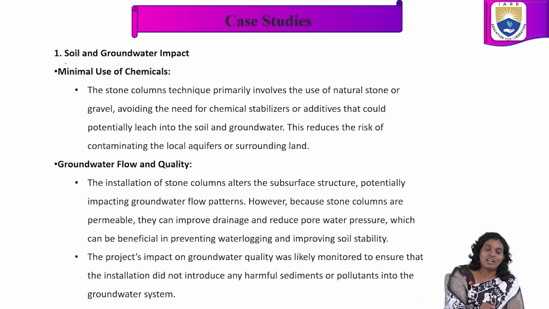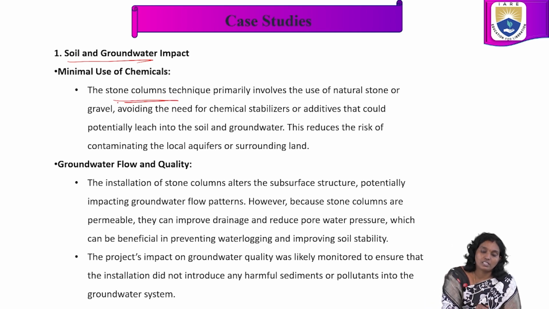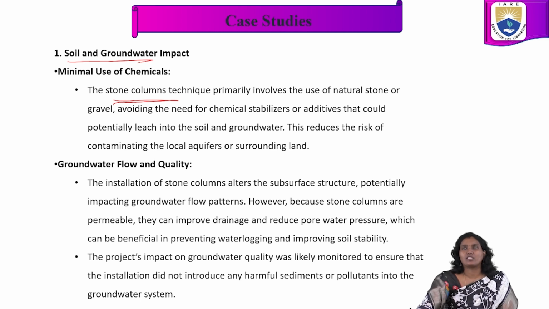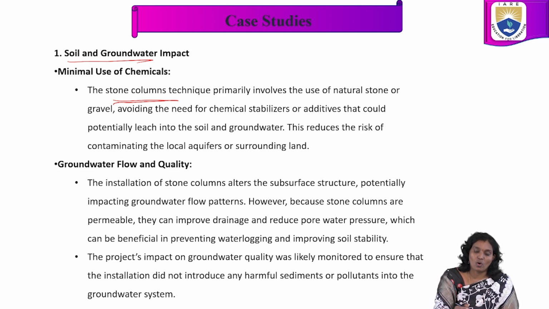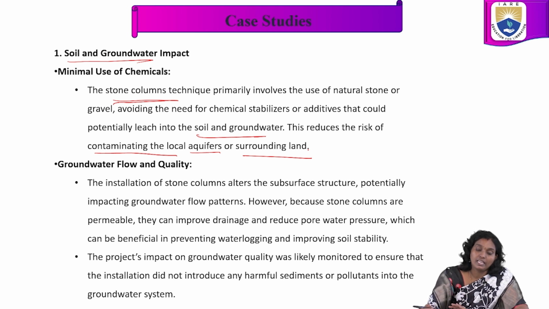Here the first one is soil and groundwater impact. So, minimal use of chemicals. Because the stone columns technique primarily involves the use of natural stone or gravel, it avoids the need for chemical stabilizations or additives that could potentially leach into the soil and groundwater. That reduces the risk of contaminating the local aquifers or surrounding land. In some situations we may choose other kinds of chemicals or additives, which increases the risk of contaminating the local aquifers or surrounding land.